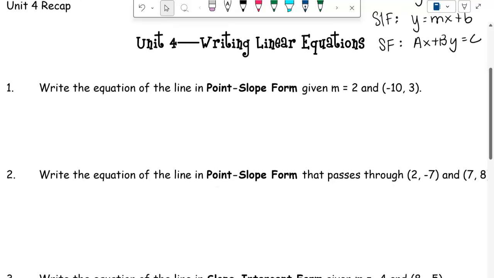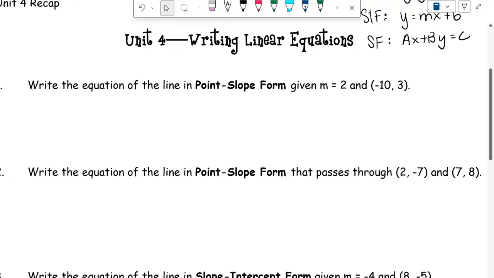So looking at number 1, it says write the equation of the line in point-slope form given you have a slope of 2 and a point negative 10, 3. So negative 10, 3 is going to be our x1, y1. Point-slope form is y minus y1 equals m times the quantity x minus x1.